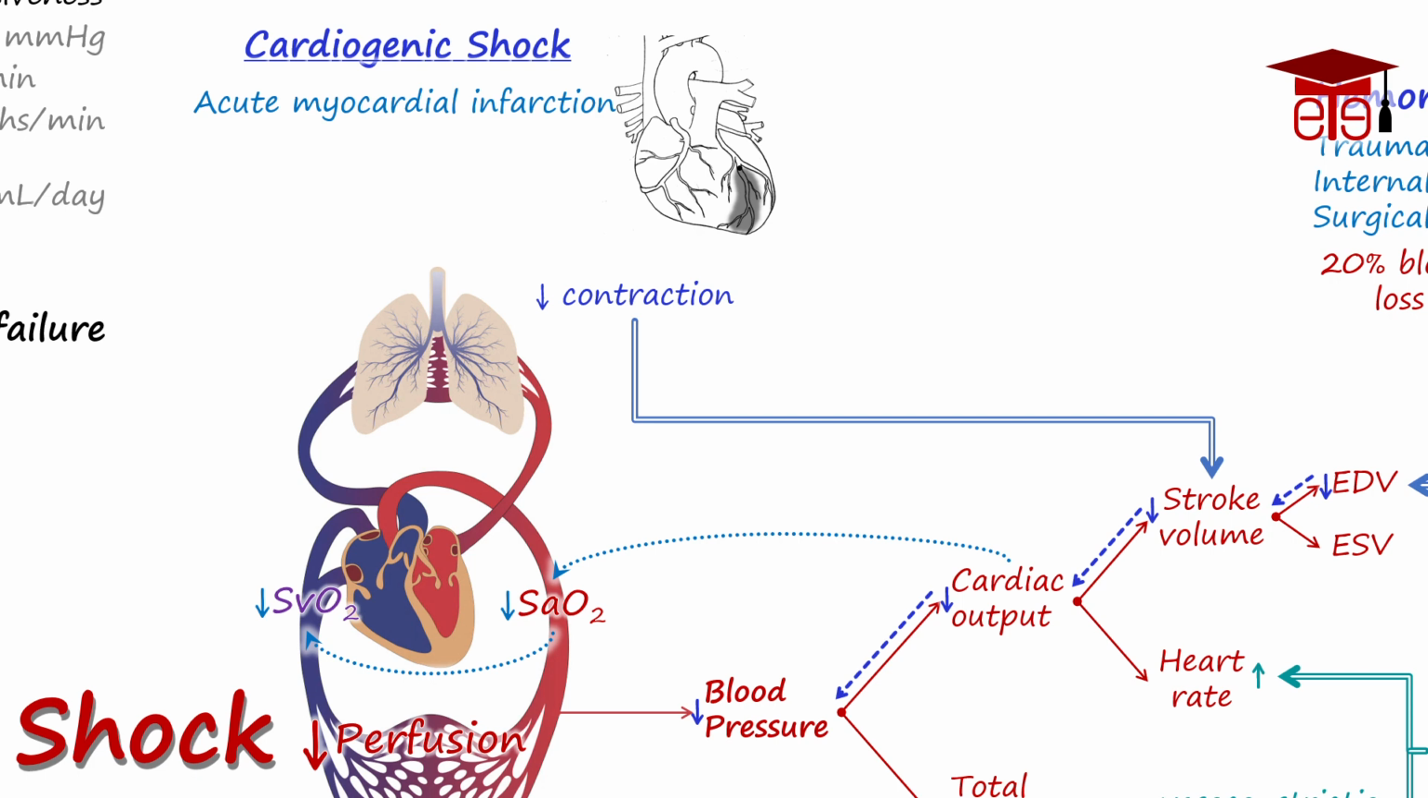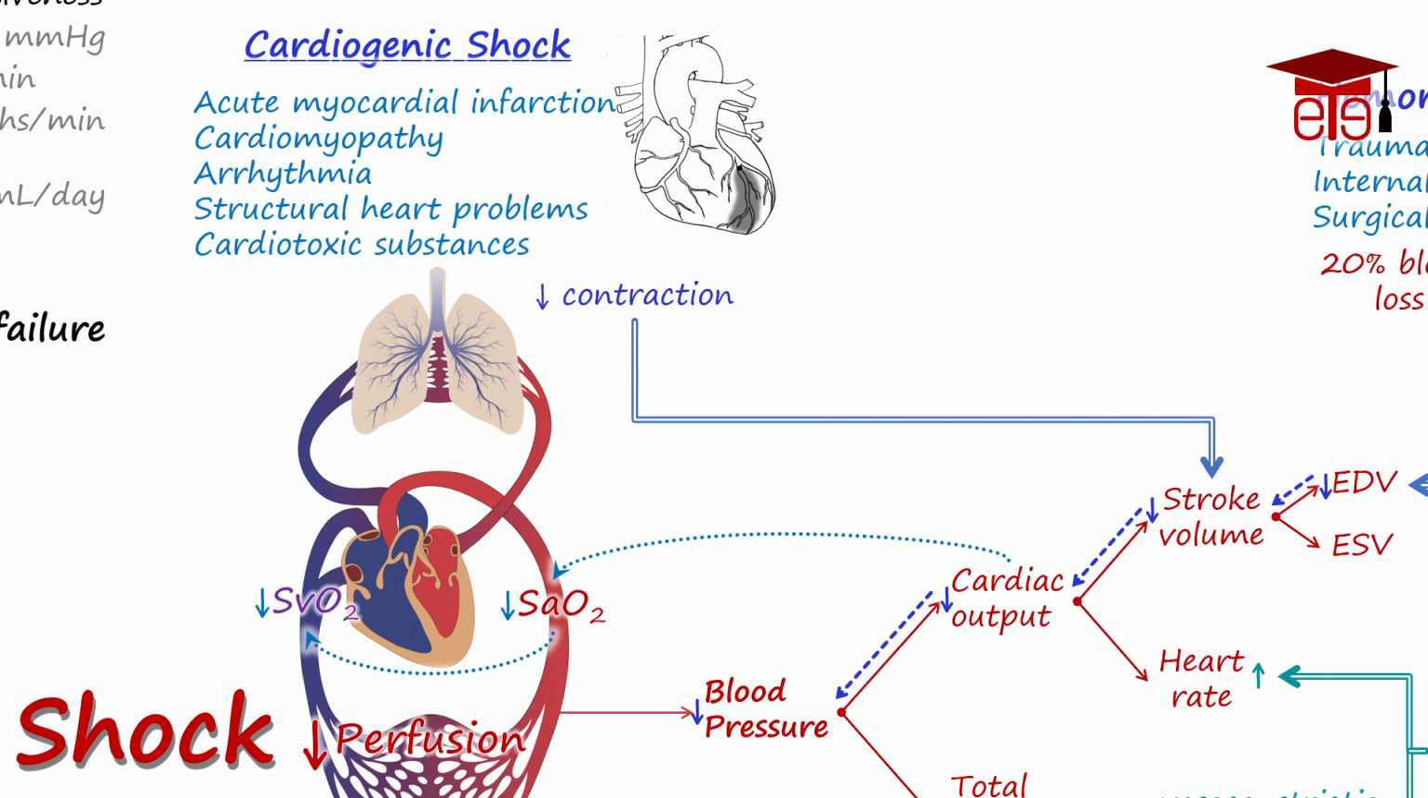Many other conditions can lead to cardiogenic shock, like cardiomyopathy, arrhythmia, or structural heart problems, as well as toxic substances like alcohol, drugs, or infections, all resulting in reduced cardiac output and blood pressure. Like in hypovolemic shock, the body releases vasoconstrictors to increase vascular resistance and to maintain blood pressure.